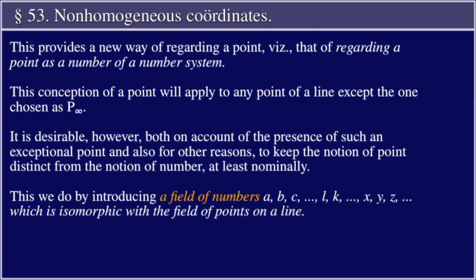This provides a new way of regarding a point, namely that of regarding a point as a number of a number system. This conception of a point will apply to any point of a line except the one chosen as P infinity. It is desirable, however, both on account of the presence of such an exceptional point and also for other reasons, to keep the notion of point distinct from the notion of number, at least nominally. This we do by introducing a field of numbers a, b, c, l, k, x, y, z, which is isomorphic with the field of points on a line.